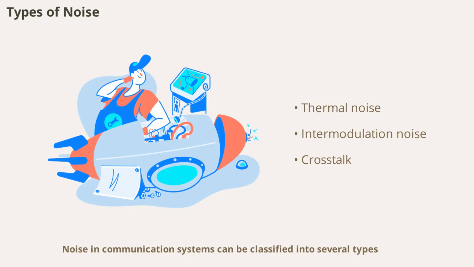Noise in communication systems can be classified into several types, including thermal noise, intermodulation noise, and crosstalk. Each type has different sources and effects on signal quality. Understanding the nature of noise helps engineers design systems that minimize its impact and ensure reliable communication.